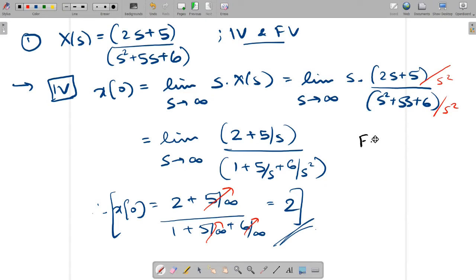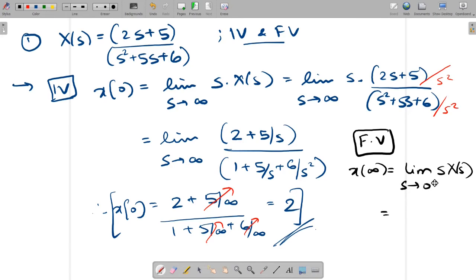And what is the final value? X of infinity is limit s tends to 0 of s into x of s. Okay, straightforward. You can say s into x of s. Nothing is going to cut, right? I'll just do it for you still. 2s plus 5. You cannot cut this s term anywhere. You'll have to substitute over here inside. If you substitute s is equal to 0, you will get the answer as 0.